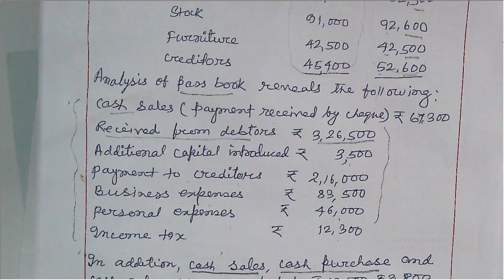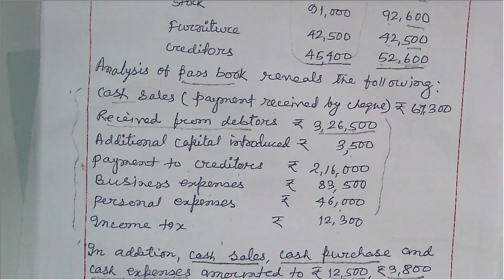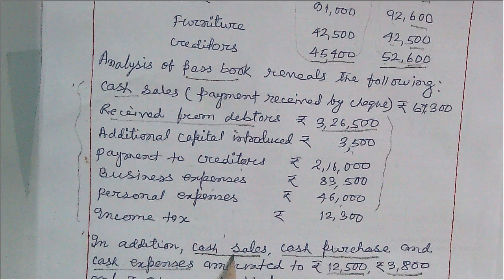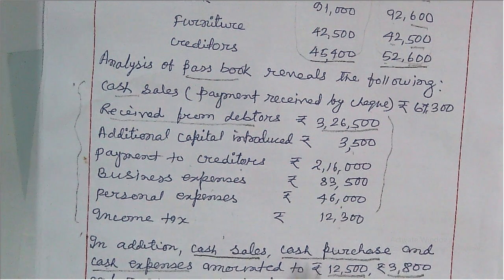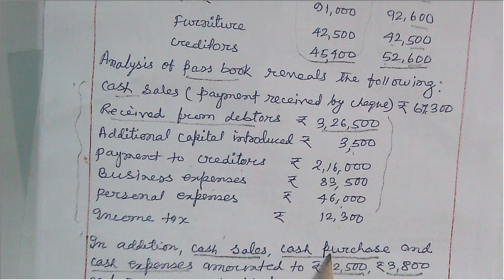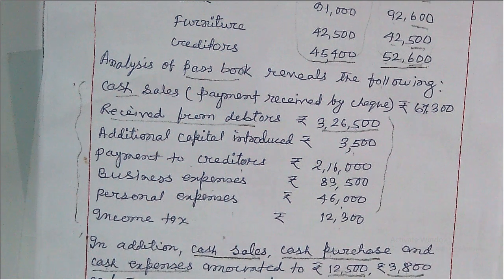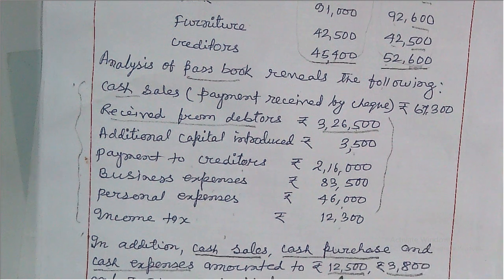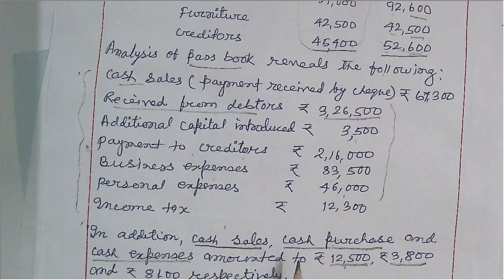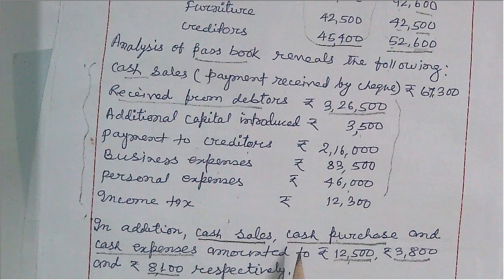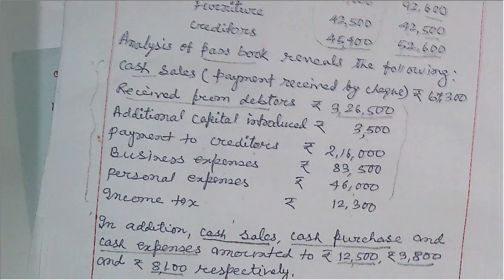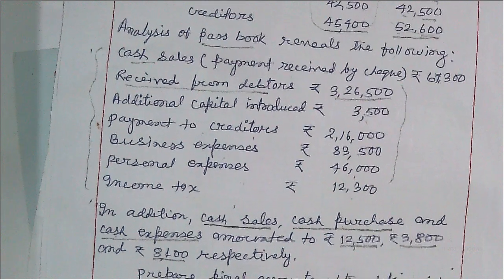Apart from these bank transactions, next we have cash transactions. In addition, cash sales means goods sold for cash, cash purchase means goods purchased paying cash, and cash expenses paying cash, amounting to rupees 12,500, 3,800 and 8,100 respectively. These are the expenses and income information we have.